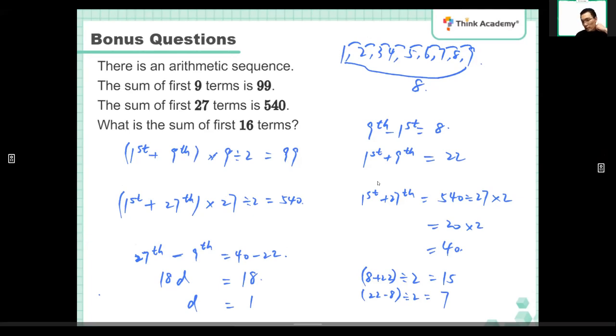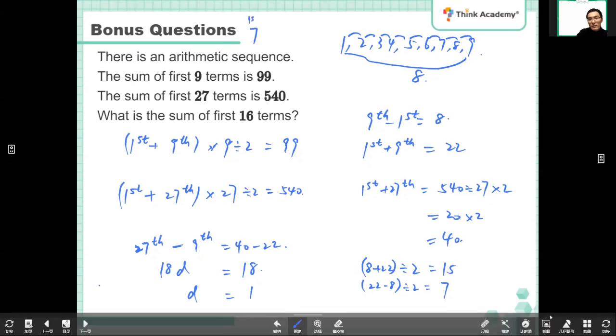Right. So we're basically just doing some sum and difference over here. We know the sum, and we know the difference between two numbers. If you're still confused, you can check out the replay after we post it in the WeChat group. So right now we know that the first term is 7, and the 9th term is 15. And then we just need to find what the 16th term is.